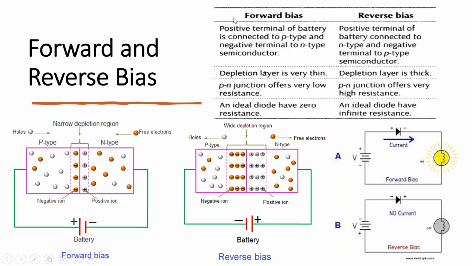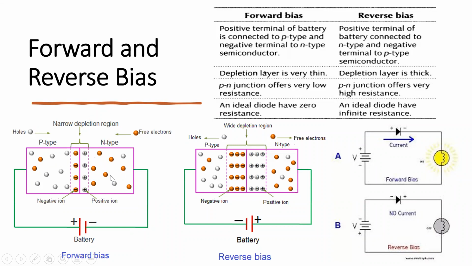Okay. Now what happens when we make such a forward connection? In this figure, as I told before, the golden balls represent the free electrons and the silver balls represent holes. We know that in the p-type region, the majority charge carriers are holes, the silver balls. And in the n-type region, the majority charge carriers are electrons, the golden balls.